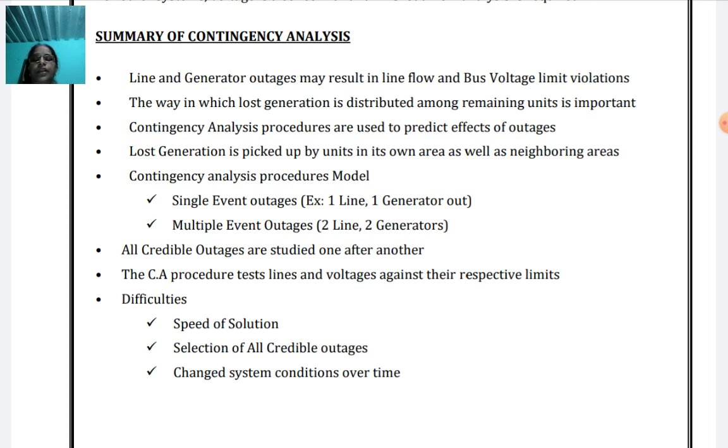The third difficulty is changed system conditions over time. We already studied the states of the power system: secure state, non-secure state, post contingency state, optimal dispatchable state. All these states exist, so from time to time the system conditions also change during the contingency analysis procedure.